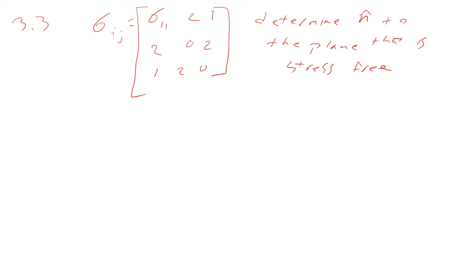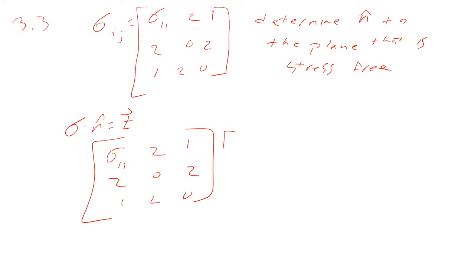So what this is asking us to do is find if sigma n is equal to our traction vector. This is asking us to find the n so that we're traction free. So sigma times n1, n2, n3 equals 0, 0, 0. And obviously we're not interested in the trivial solution of n1, n2, n3 equals 0.